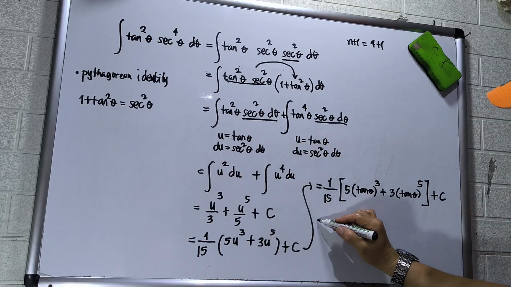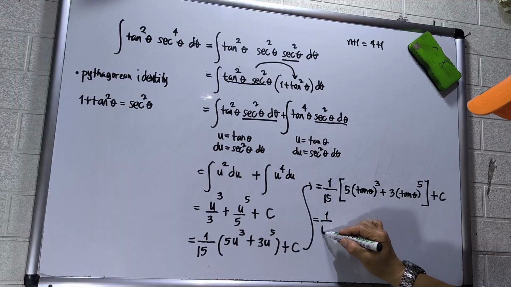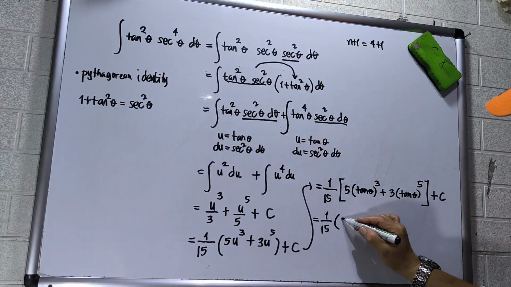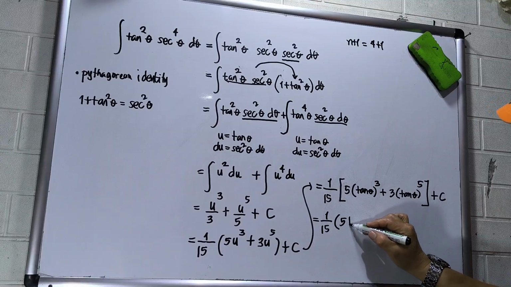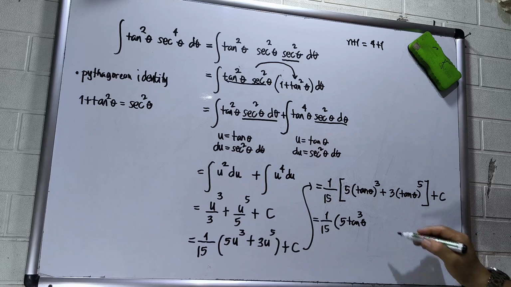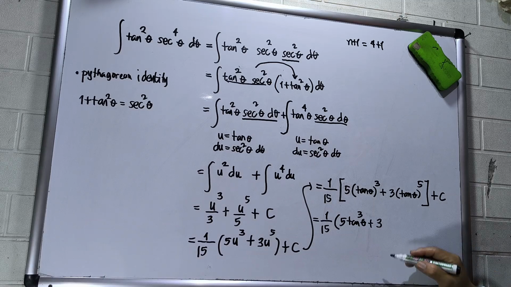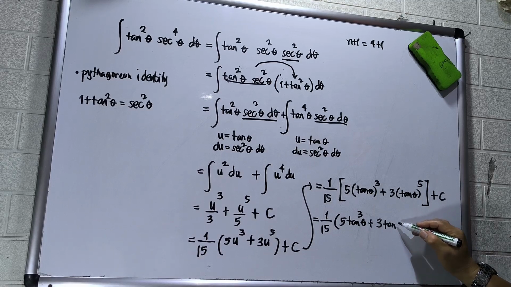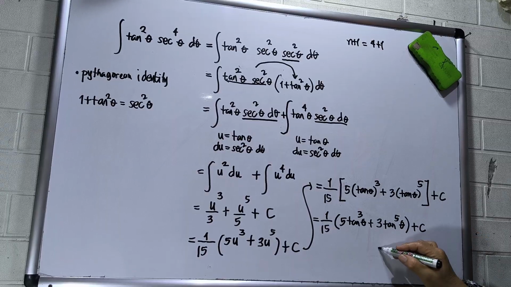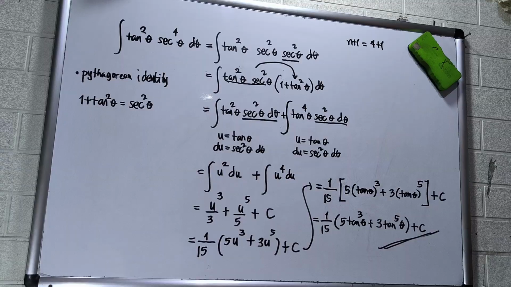Okay, my final answer will be 1 over 15. I will use circle brackets now. So this will be circle brackets, 5 tangent cubed theta, then plus 3 tangent to the fifth theta, then plus c. So this is now my final answer.